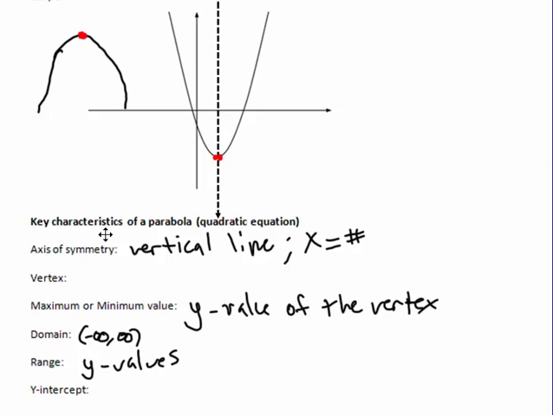Now the y-intercept on this graph is where it crosses the y-axis. That's this point right here. So the point in which it crosses the y-axis. And again, remember, x equals 0. Right? So it's the point 0, comma, y. So it's going to behave in the form of that. And again, the vertex is a point in the form of x, y. Alright, so these are some basic characteristics.